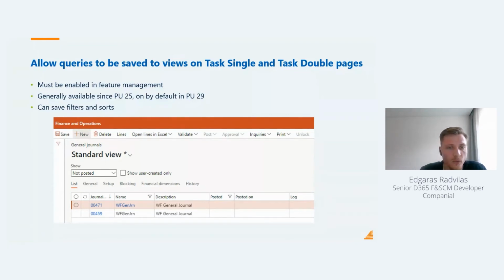So in this scenario, I went to general journals because it has this form pattern. Yeah, and I tried to filter one of the columns, in this case, journal name. And the other thing I tried to do is sort by journal number. Now you can save this view, and the next time you log in, we'll see the same data. Yeah, so it's generally available since platform update 25. It will be on by default in platform update 29.